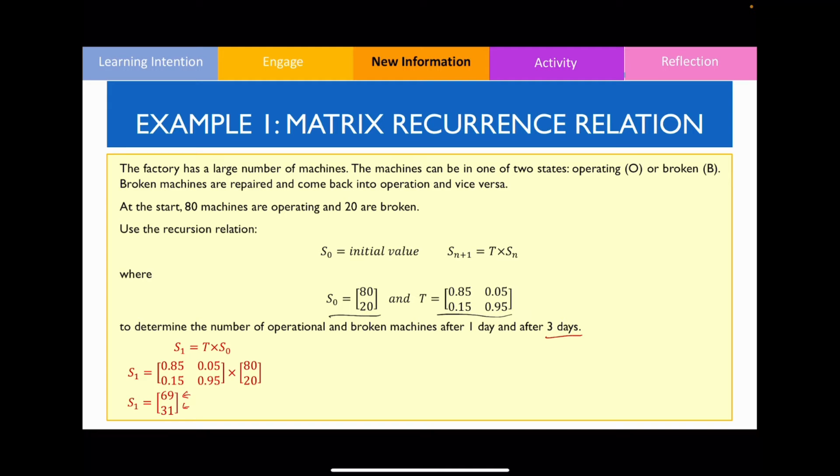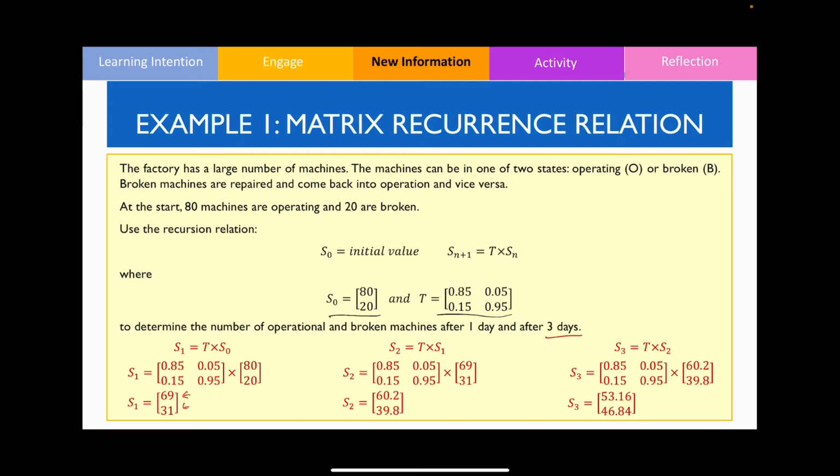we need to do this using a recurrence relation, meaning that you need to find out what is S2 first in order for you to find out the values of S3. So to find out S2, you need to multiply the transition matrix by S1. So if you put this into the CAS calculator, this will be the value of S2. So S3 can be found by multiplying the transition matrix by S2. And if you put this into the CAS calculator, this is going to be our answer.